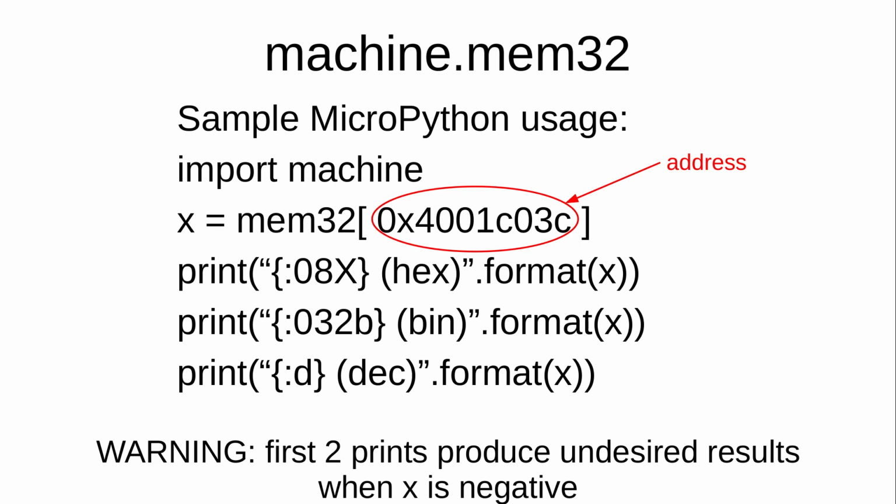Here was an example of how to access memory using mem32. You give it an address. This happens to be the address of one of the GPIO pad control registers. It's a word, so we're going to use mem32, and here printing it in hex, binary, or decimal. Warning, printing it in hex or binary produces undesired results if the value is negative.